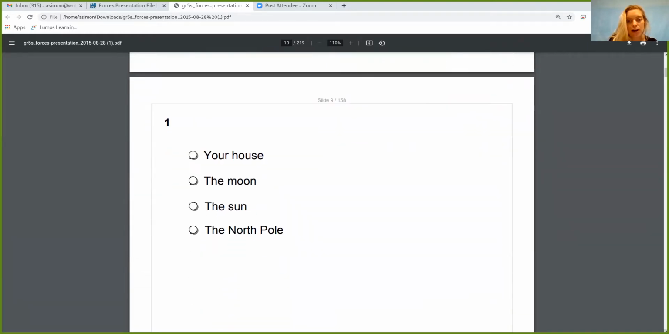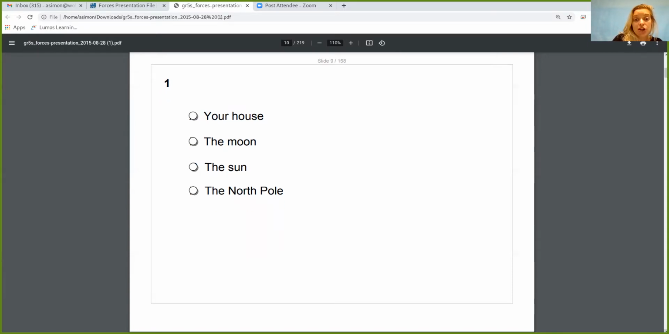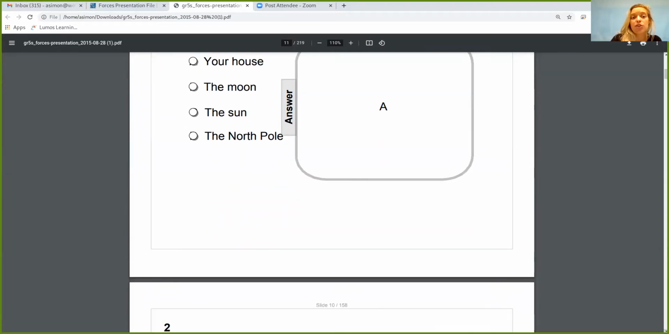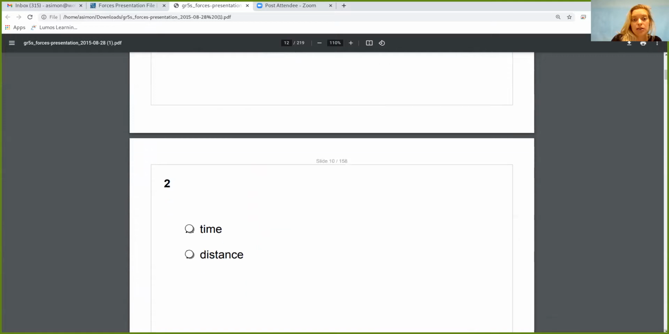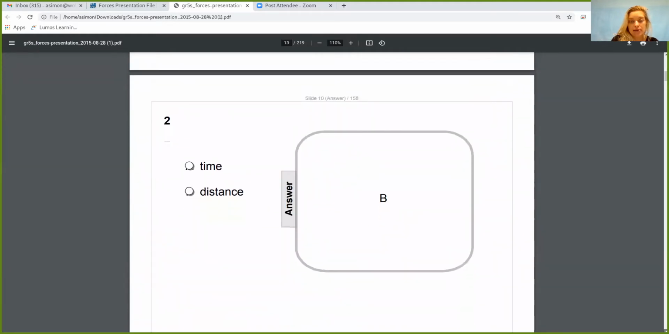All right, so if we look at this first question, okay, which is going to have the greatest distance from you? Your house, the moon, the sun, or the North Pole? Which is going to have the greatest distance from you? If you said the sun, you are correct. Okay, which is going to have the shortest is going to be your house. Now, number 2. What do we call the measure of how far away something is? Is that time or is that distance? If you said distance, you are correct.